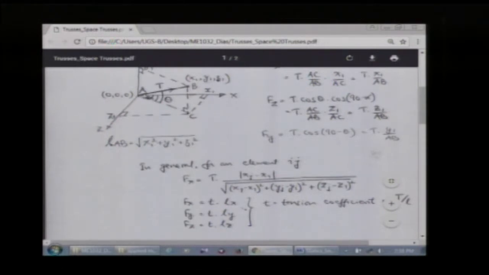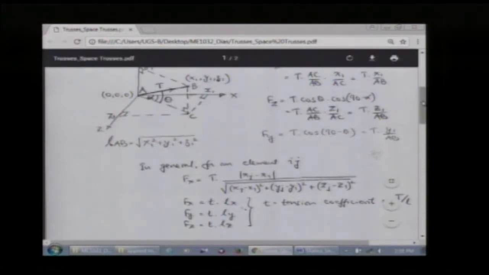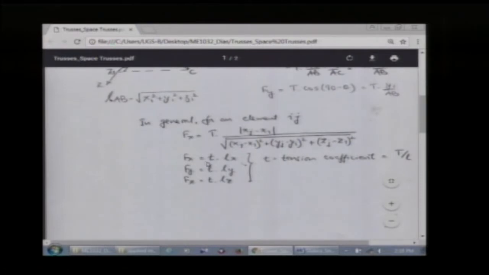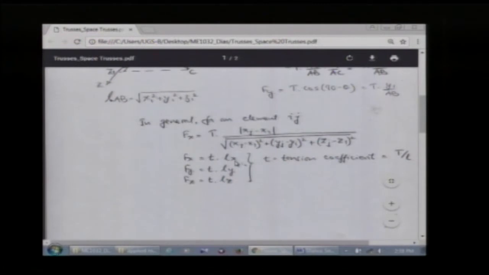This is the length of the member in space. That length of the member in space will have an x component, y component and z component. So the forces in those three directions will be this tension coefficient, that is the force divided by the length, multiplied by Lx, Ly and Lz, right?